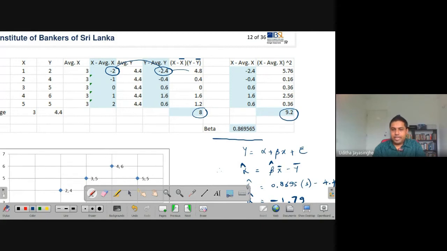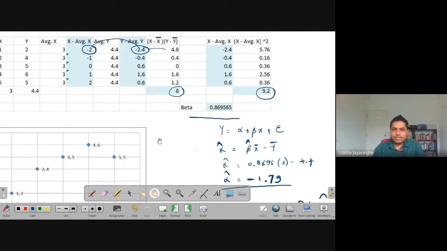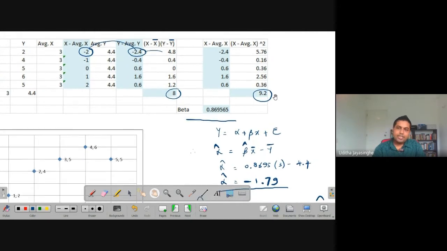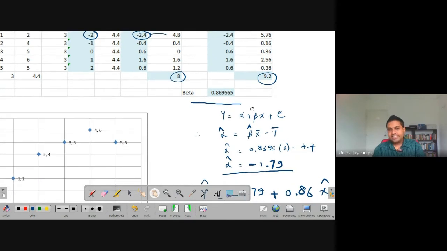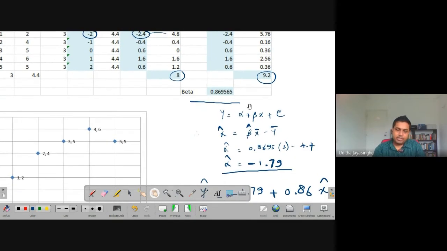So the beta is nothing but this x minus x bar, y minus y bar divided by the variance part. So that's how I'm going to get the beta of 0.8695. Likewise, if I just approximate it, it's going to be something like 0.87. So it's a tedious exercise, but carefully one by one, you take the top part of the equation and the bottom part of the equation, then this is going to be the output.